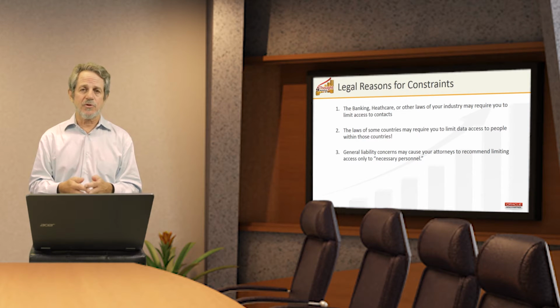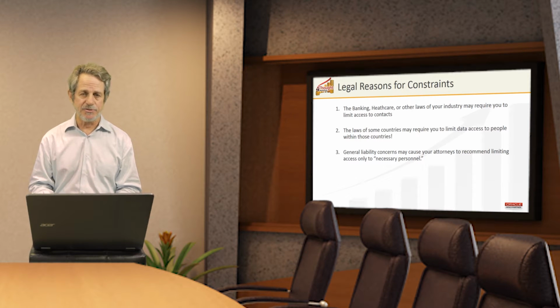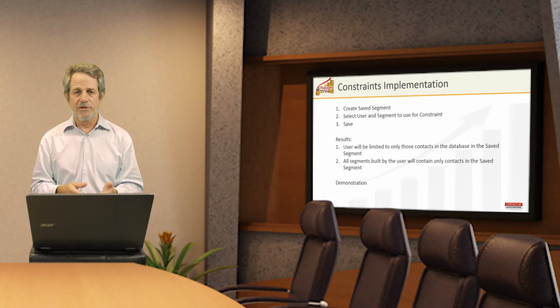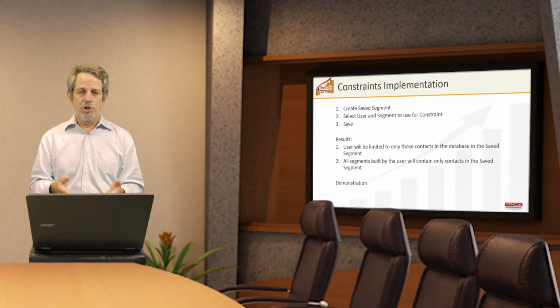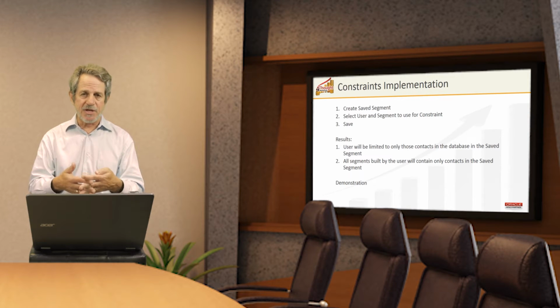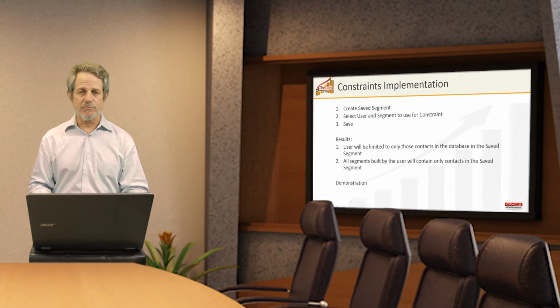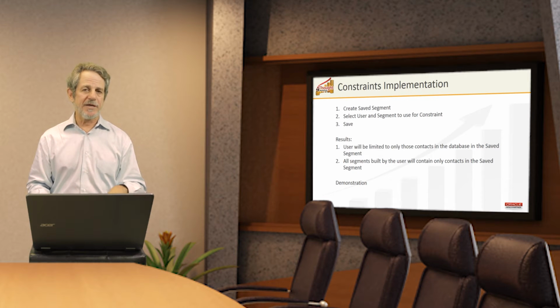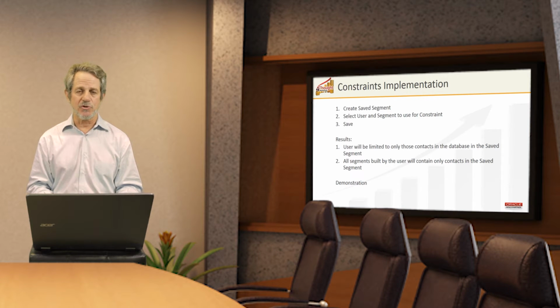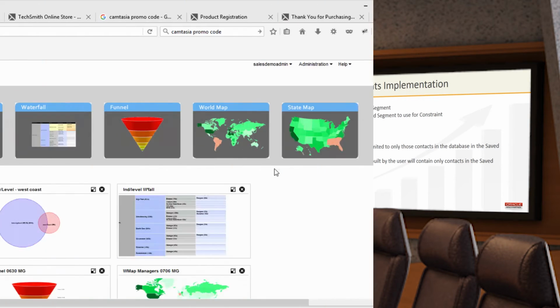And what we've done with 4Segments Constraints is make that very easy. Let me show you just how easy it is. There's 3 steps. You create a saved segment. You then choose the user, map them to that segment, and save it. It's that simple. From that point forward, that user will only have access to the data that you've allowed them to. All of their results will be based on top of that first saved segment that you created and that you administered for them. Let me show you how easy it is going straight into 4Segments.